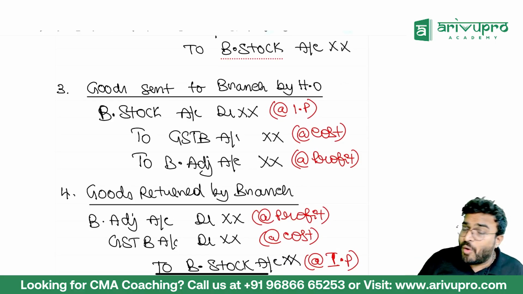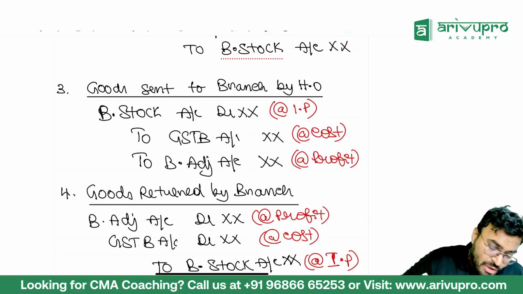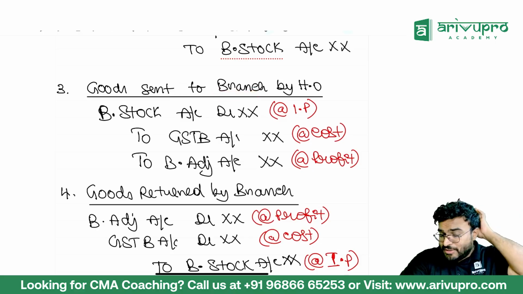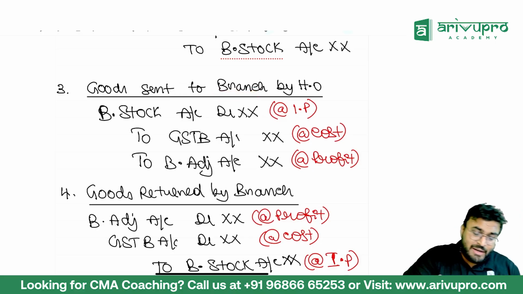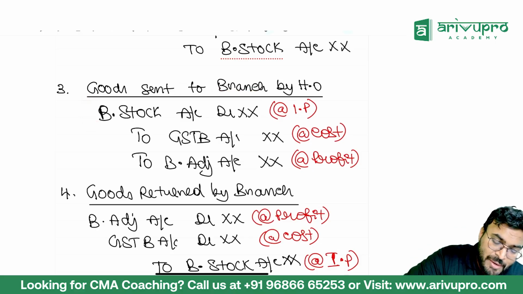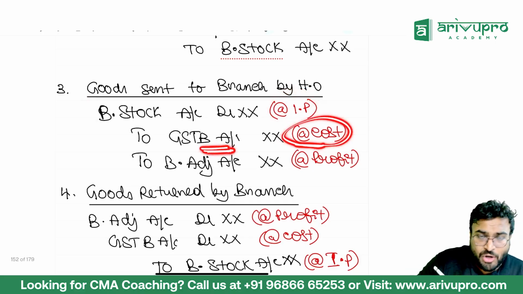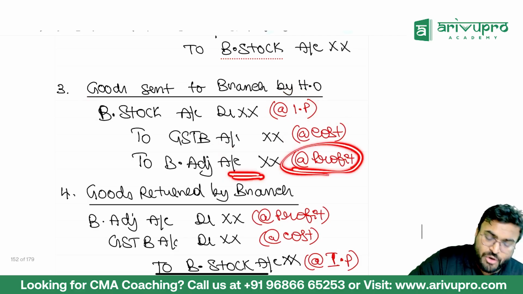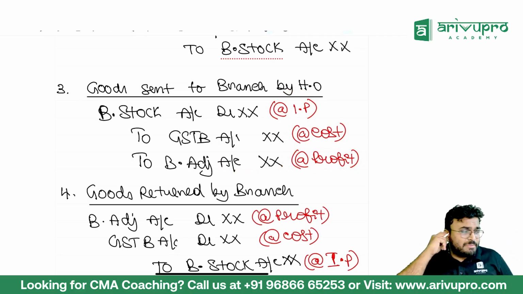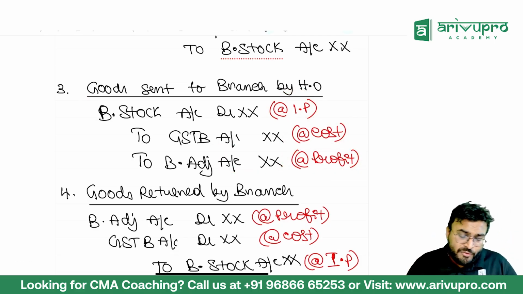Okay, if goods are sent to branch by head office at invoice price, you will pass the entry. Branch stock account will be debited at invoice price only. To goods sent to branch, this will be at cost. To branch adjustment account, you are going to put the profit portion.